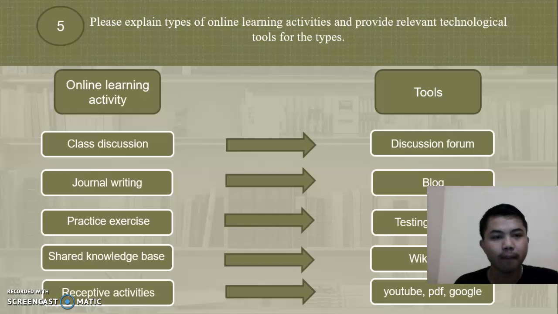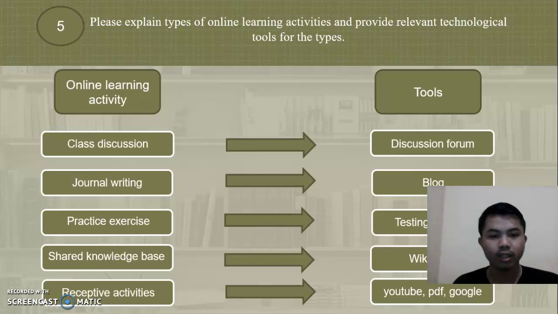The tool used is blogs, the participants are individuals, and the variations are individual reflections, and teacher reflections or modeling. And the next is practice exercise. The tool used in practice exercise is testing or quizzing, the participants are individuals to pairs, and the variations are multiple choice or self-assessment. The next is shared knowledge base.